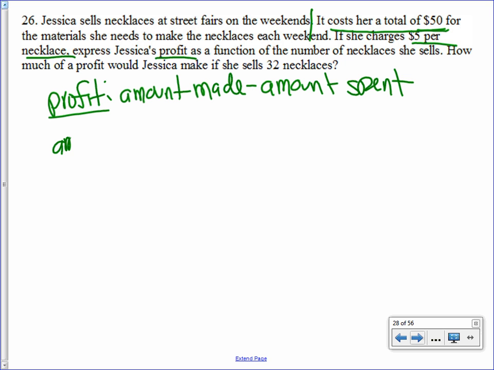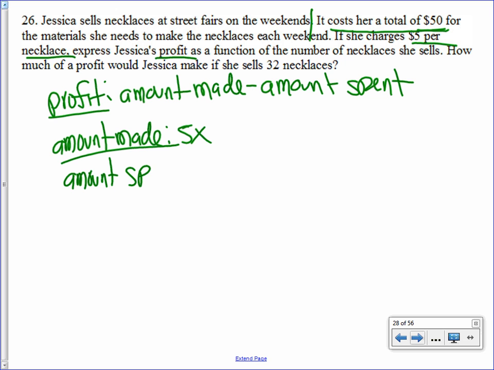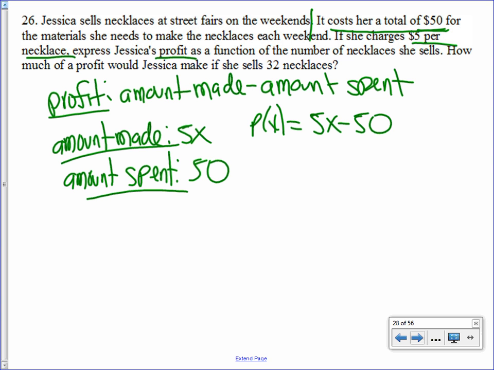Amount made. Well, she's making $5 per necklace. $5. How much is she spending? The amount spent is 50. So, her profit is 5x minus 50.